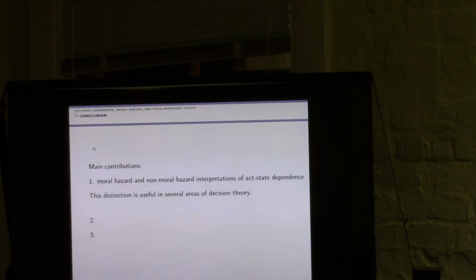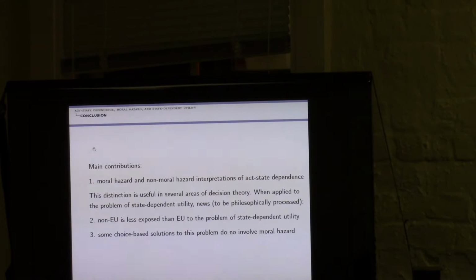But in any case, when you apply this in the particular case of the problem of state-dependent utility, it brings out those facts, this news, although, as I emphasized just before, it still needs to be philosophically processed, and I don't exactly know what the final appreciation should be. But you can claim easily the following things, namely, first, non-expected utility is less exposed than expected utility to the problem of state-dependent utility. They're not equally exposed, but they're less exposed. And second, there are some choice-based solutions to this problem that do not involve moral hazard. And those are the two most important facts we need to take into account now. Thanks.